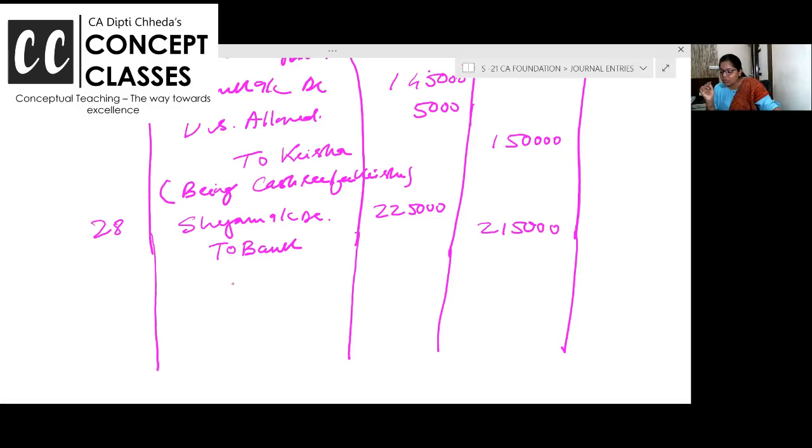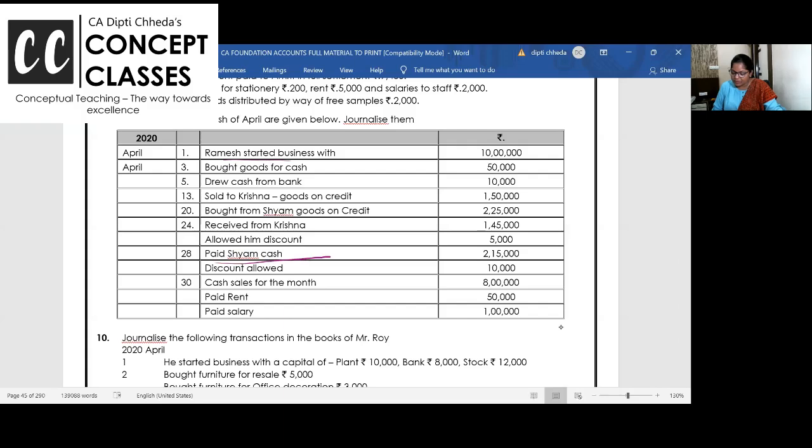So even though, look at the language of the problem. I really want all of you to look at the language once. Read it. Very good concept, look at this. Shyam, when I am paying 215, I have purchased the goods of 225. Look at the screen. Put your pens down for 2 minutes. 225, but we have paid him 215 and he is allowing discount. But for us, is it discount received? No. So discount is allowed by Shyam.